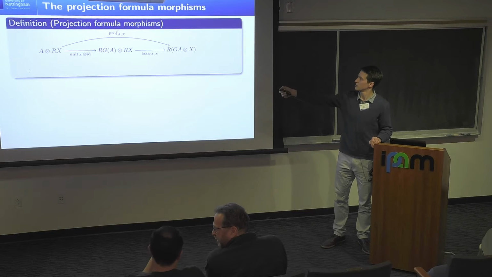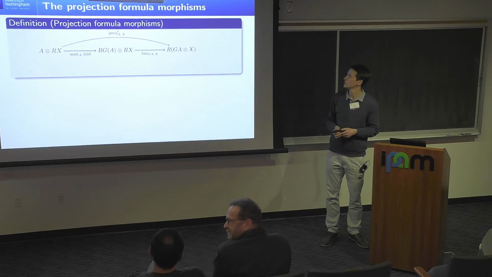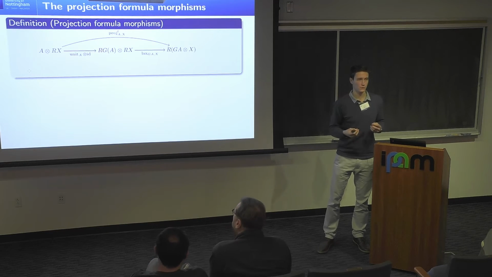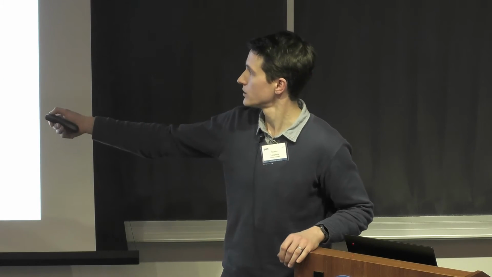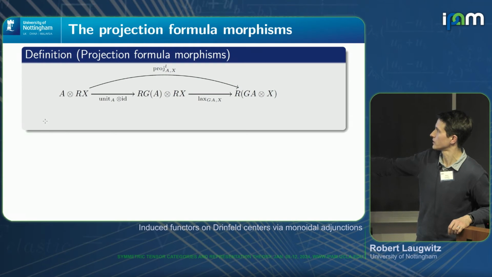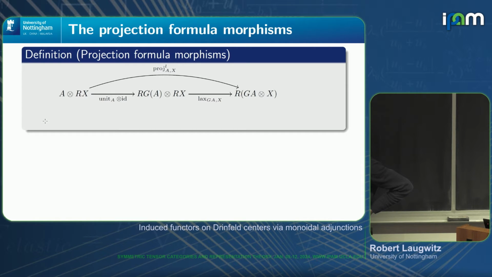Now I want to introduce the main players in the construction, which we call projection formula morphisms. Those are basically natural transformations that are built out of adjunction data and monoidal data. Here we describe how the left version of that is defined. If we start with A tensor Rx, we can apply the unit of the adjunction, and then we can apply the Lax monoidal structure of R. The resulting thing is a natural transformation that takes R outside, at the price of having G applied to A here.